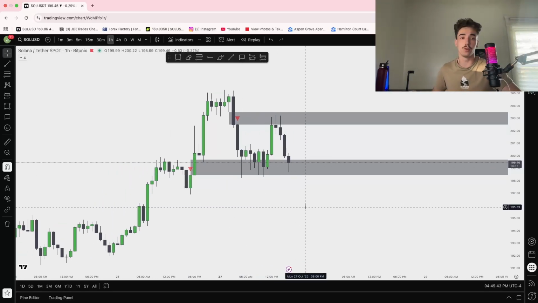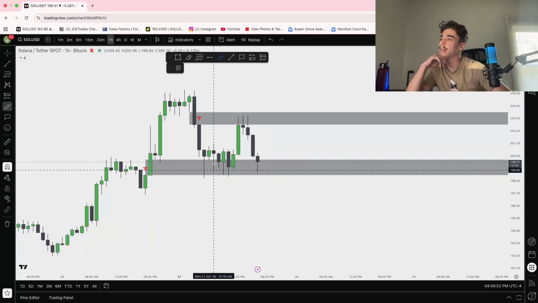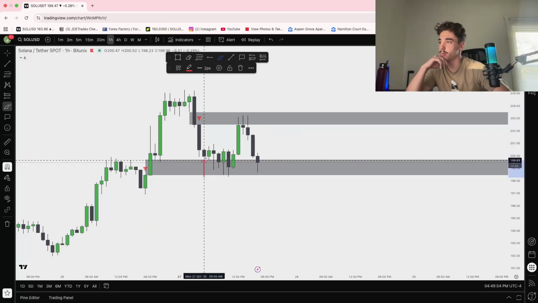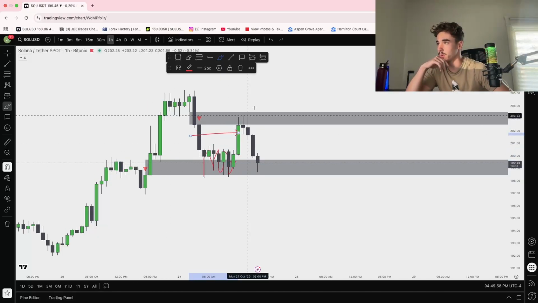Now, price moves in three different ways, right? We have accumulation, we have manipulation, and then we have delivery, distribution, displacement, whatever you want to call it, right? So down here, market open, when we were live streaming this morning, price was just consolidating, right? We were just chopping between this 1 hour gap and this 1 hour gap.